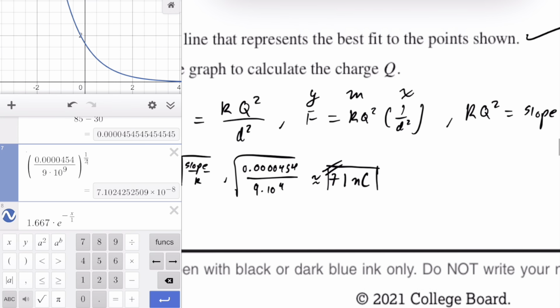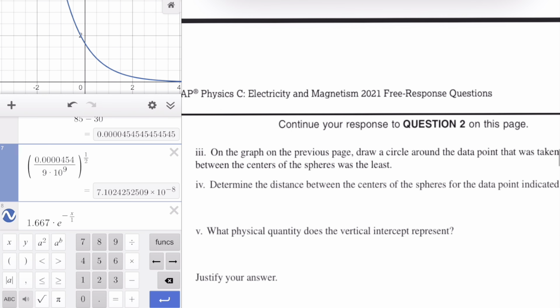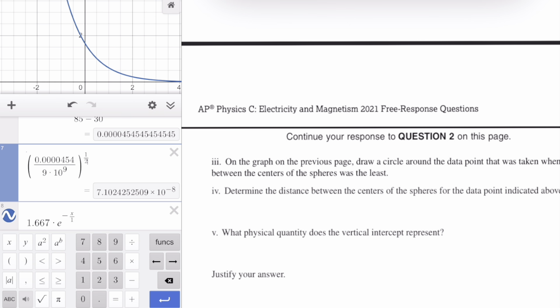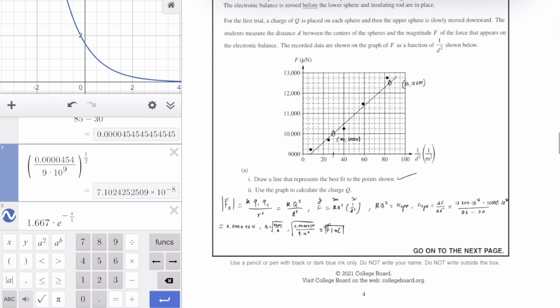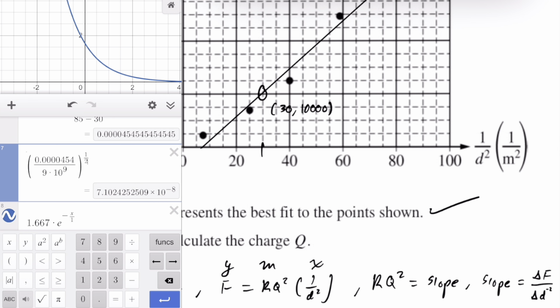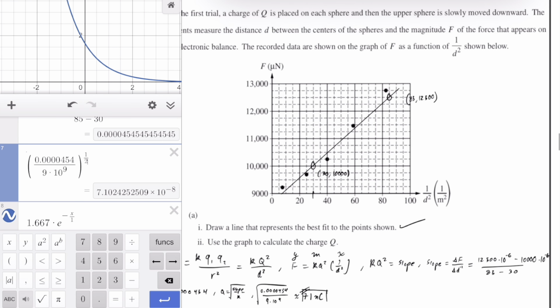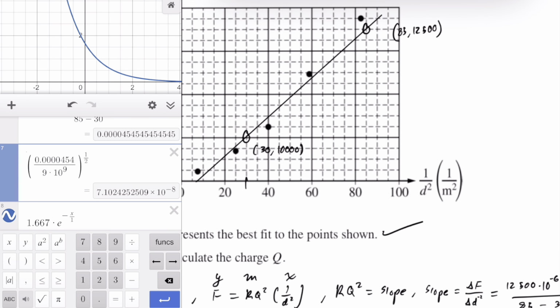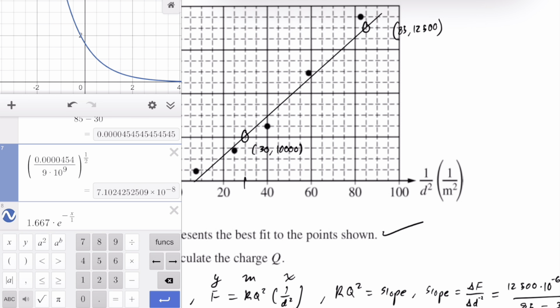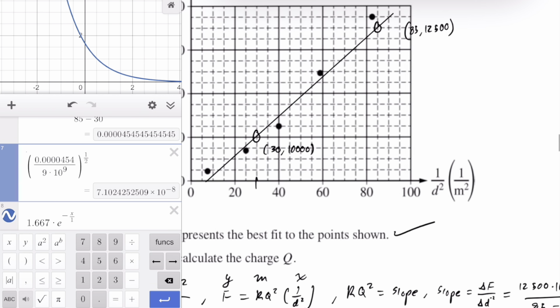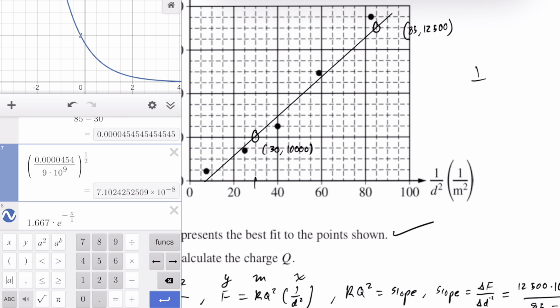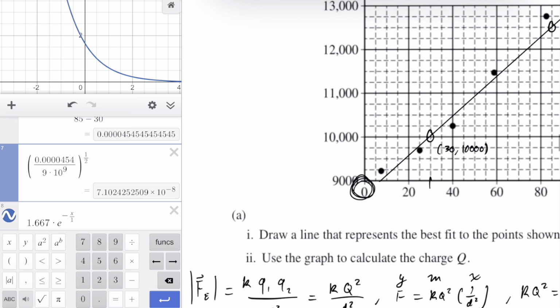So let's go ahead and answer the next question. On the graph of the previous page, draw a circle around the data point that was taken when the distance between the centers of the spheres was the least. Now, this is going to be a little bit more difficult. So they want us to pick one of these 5 data points, and we have to think, okay, 1 over d squared. Whenever 1 over d squared is less, is not necessarily when the distance itself is less, because if I increase the distance, 1 over d squared will approach 0, right? So this is actually when distance is the most.